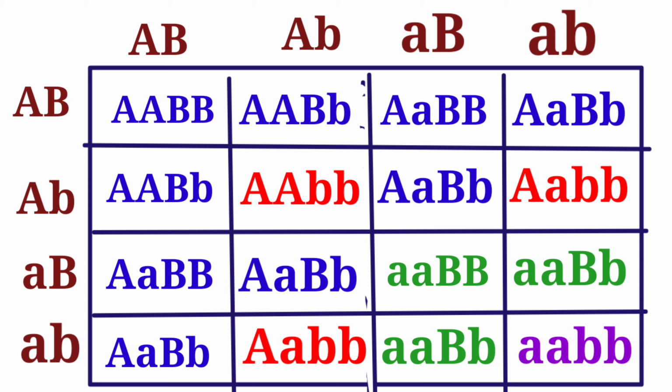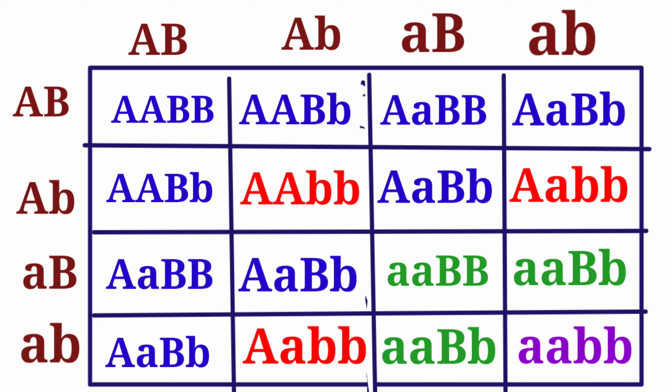Next are the green colored letters. So these are all short. One of these is having straight hair and the 2 of these are having curly hair. And then the last one is short and having kinky hair.